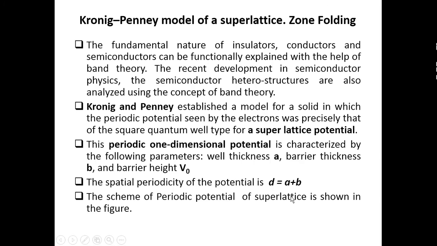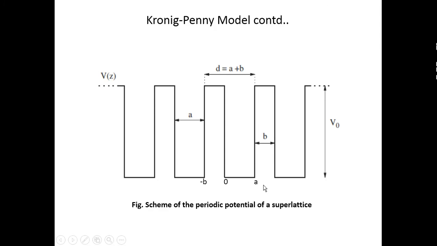The scheme of the periodic potential of the superlattice is shown here. So let us consider the superlattice, in which we are considering a particular quantum well. That is considered to be a square quantum well with a well width equal to A, and the thickness of the barrier equal to B. So well width is A, barrier width is B. The spatial periodicity is the barrier width plus well width, that is D is equal to A plus B.